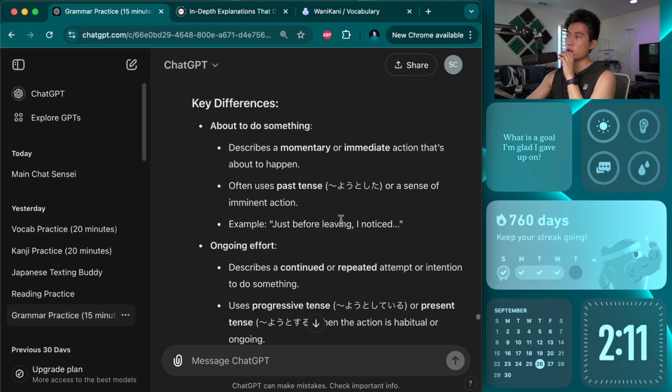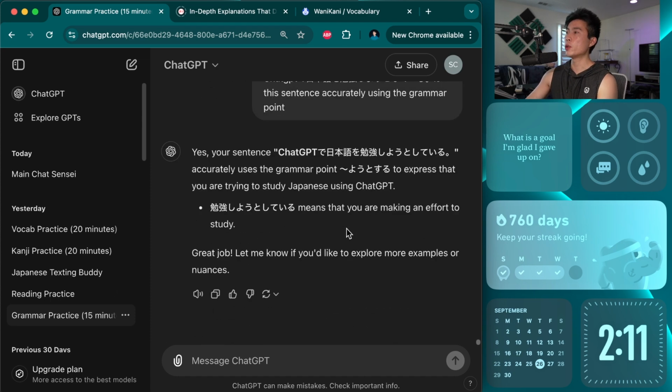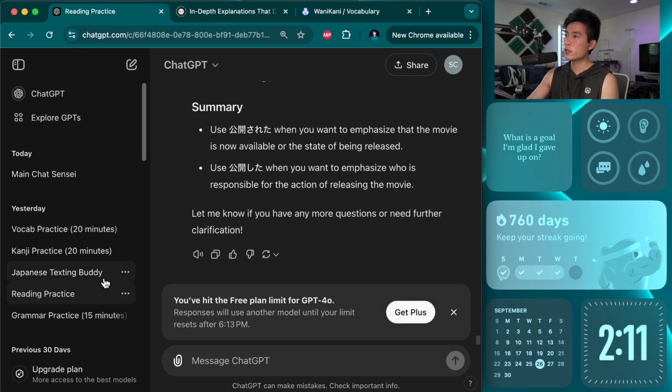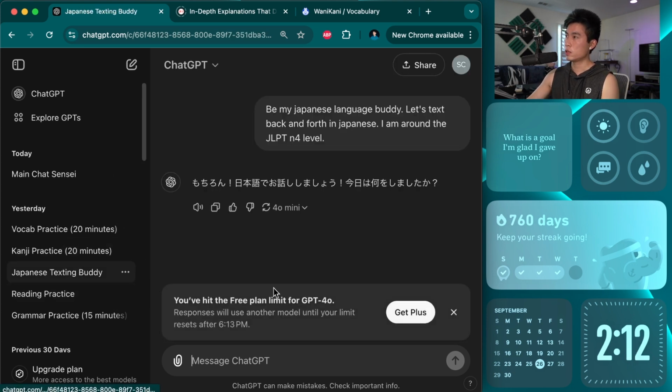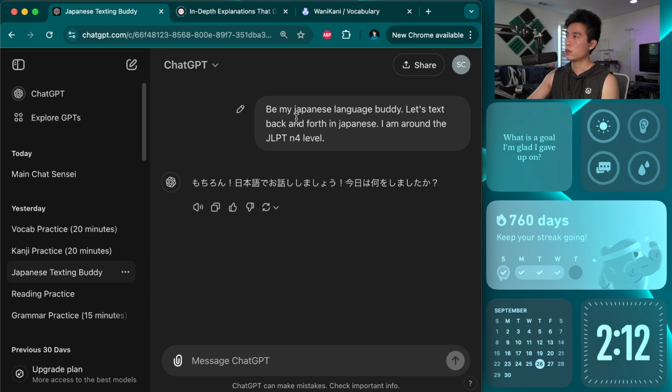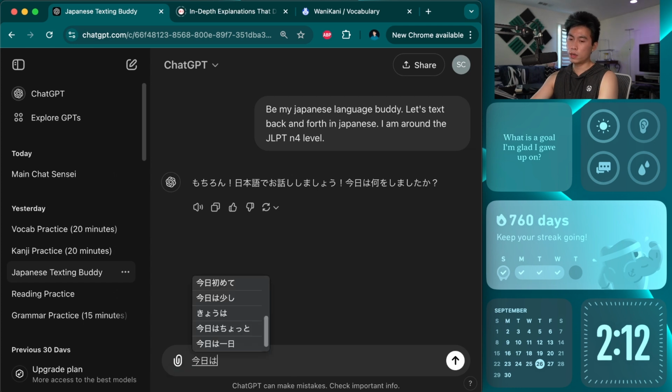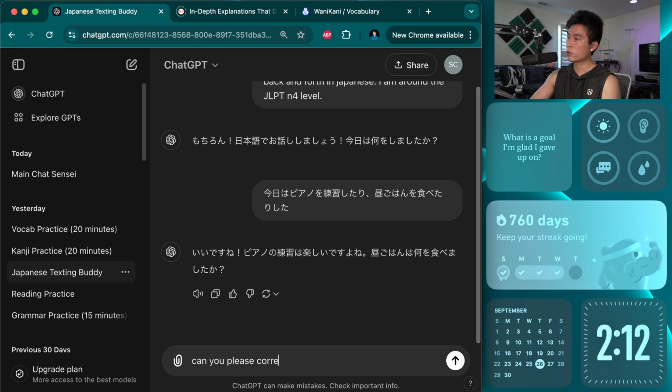But this is something I need to still work on, because I think without doing it a lot, I'm going to forget it eventually. Okay, let's move on to phase 2, which is texting or conversation. Switch model. Okay, be my Japanese language partner. もちろん日本語でお話ししましょう。今日は何をしましたか? Okay, let's see how fast I can do this. 今日はピアノを練習したり、昼ご飯を食べたりした。Can you please correct any grammar or mistakes that you notice as well?